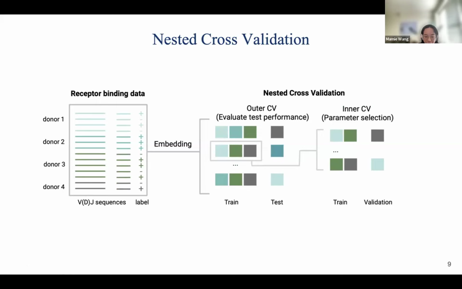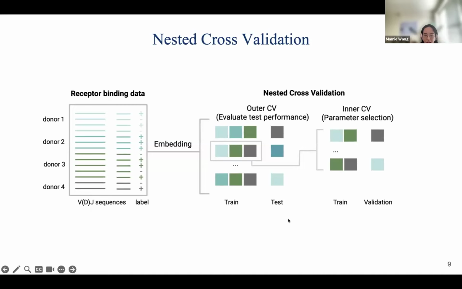In short, the inner loop of the nested cross-validation is used to select hyperparameters. For example, in this case, there is a regularization parameter in the support vector machine classifier that we use to predict the properties, so we tune this parameter within the inner loop. And the outer loop goes through the test data set and computes the final test prediction performance. The training, test, and validation splits have no overlap between different samples or subjects in our data set.